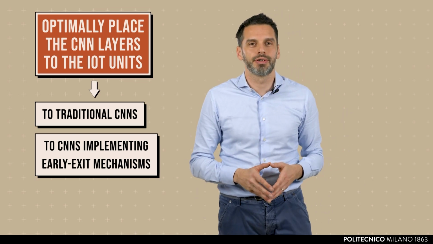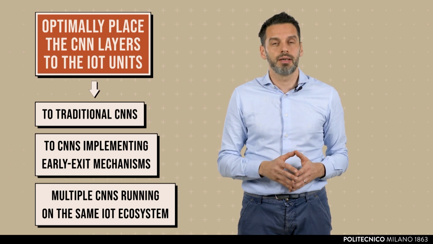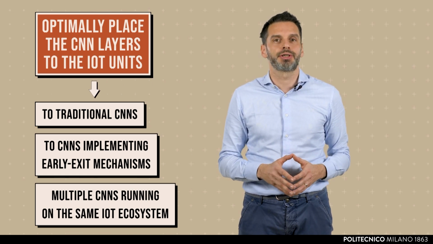In addition, we could consider multiple CNNs characterized by different application purposes running on the same IoT ecosystem, possibly sharing some processing layers. For example, in the same smart home ecosystem, there might be an AI application for security surveillance as well as an AI application for fitness purposes. These two AI applications might share some processing layers as well as some processing on some IoT units. But what about the learning process in an ecosystem of IoT units? This is where federated learning comes into play.